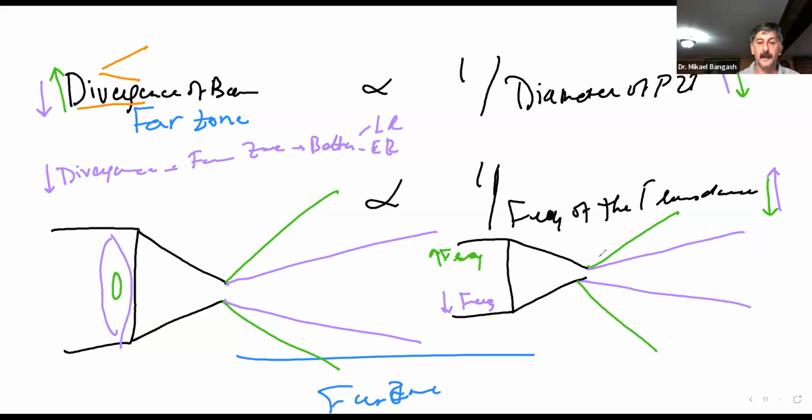So that's where we can say that a high frequency transducer causes less divergence of the beam in the far zone, which means it will lead to relatively improved lateral and elevational resolution in the far zone compared to a low frequency transducer, because that will diverge more.